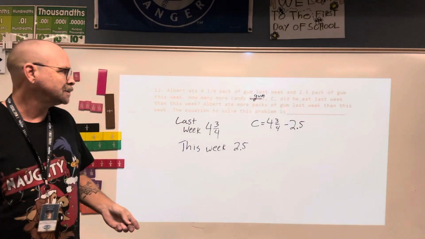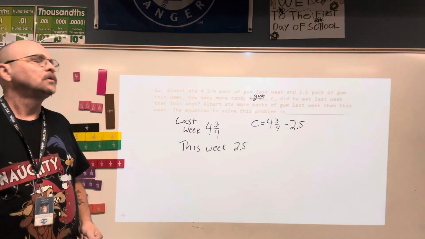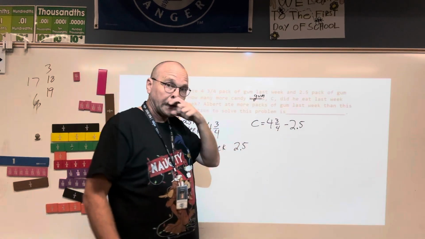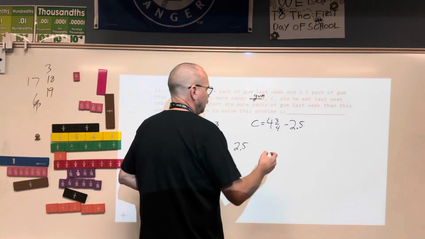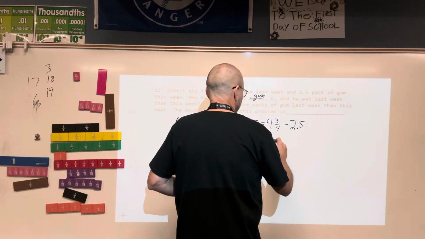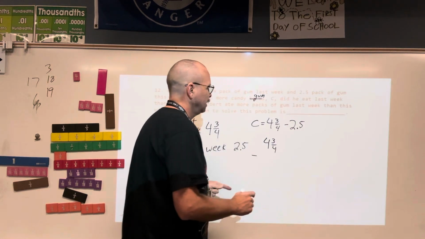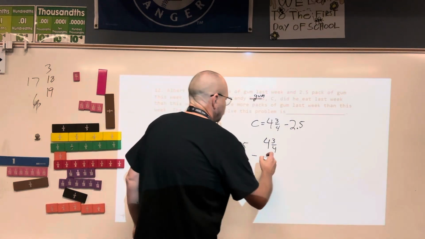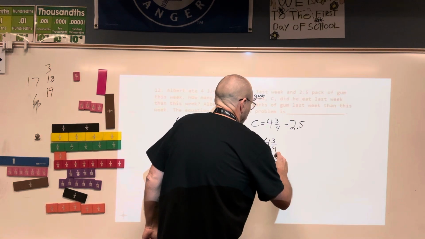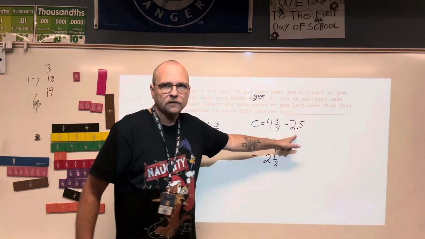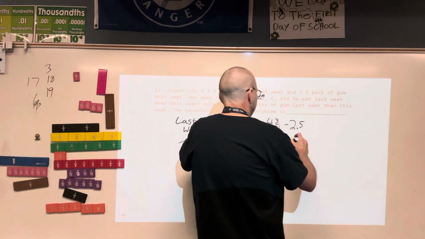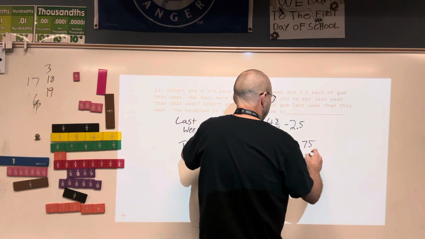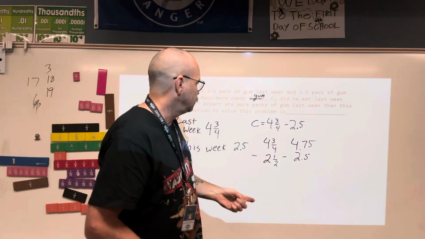Now they're probably going to ask us how much more. So we need to figure out how much more candy. So if I have 4 3/4, I know I'm subtracting. I'm not going to subtract a fraction and a decimal. So there are 2 ways I can do it. I can make it 2 1/2, because 5/10 equals 1/2. I can make it 4 75/100 minus 2 5/10. Either way, I can do this.